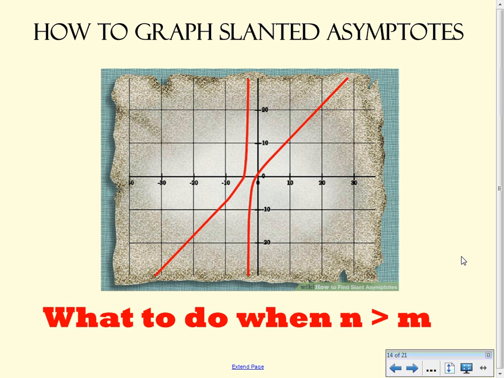It's graphing slanted asymptotes, in the case when the degree of the numerator is greater than the degree of the denominator. And check out this graph. The end behavior of this graph doesn't really approach any particular horizontal asymptote, as you can tell. It approaches this diagonal straight line. So we can have slanted asymptotes be straight lines. We can actually have slanted asymptotes also be curved asymptotes. So how about that? Let's get right into some examples here.